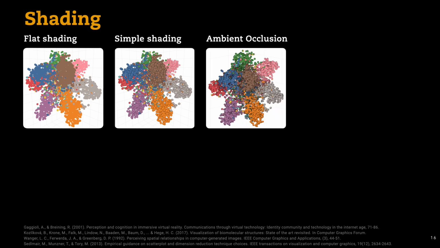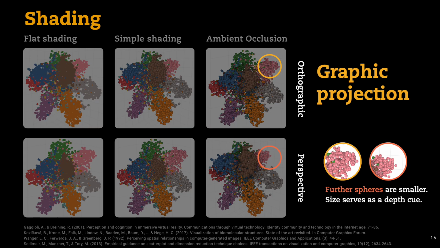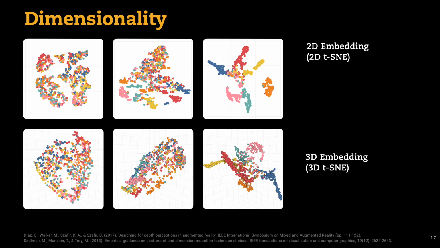The next visual cue we consider is shading. We have flat shading, simple shading, and ambient cooling. All are common choices, and each gradually adds more visual properties to the scatterplot. The third visual cue we consider is graphic projection. We have both orthographic and perspective projections. The difference is that in perspective projection, the farther spheres are smaller, so size is used as a depth cue. The last visual cue we consider is dimensionality. We project the high-dimensional output to a 2D space or a 3D space. Note that the top and bottom in the same column are the projections of the same dataset.